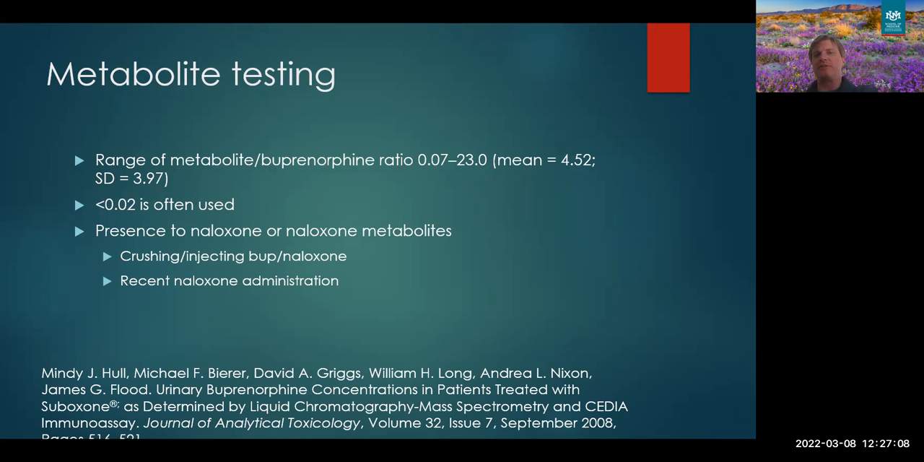And this is also looking at some metabolite testing. I just wanted to cover this real briefly because, as I had mentioned before, one of the things that we're always looking at is, are we having compliance with treatment? And is somebody cutting a little bit of a corner off their bup tablet, and we're finding it in their urine? So as a reminder, naloxone or naloxone metabolites would indicate that the patient's either improperly using their buprenorphine, or they've recently had an injection or received an IV or intranasal dose of naloxone.